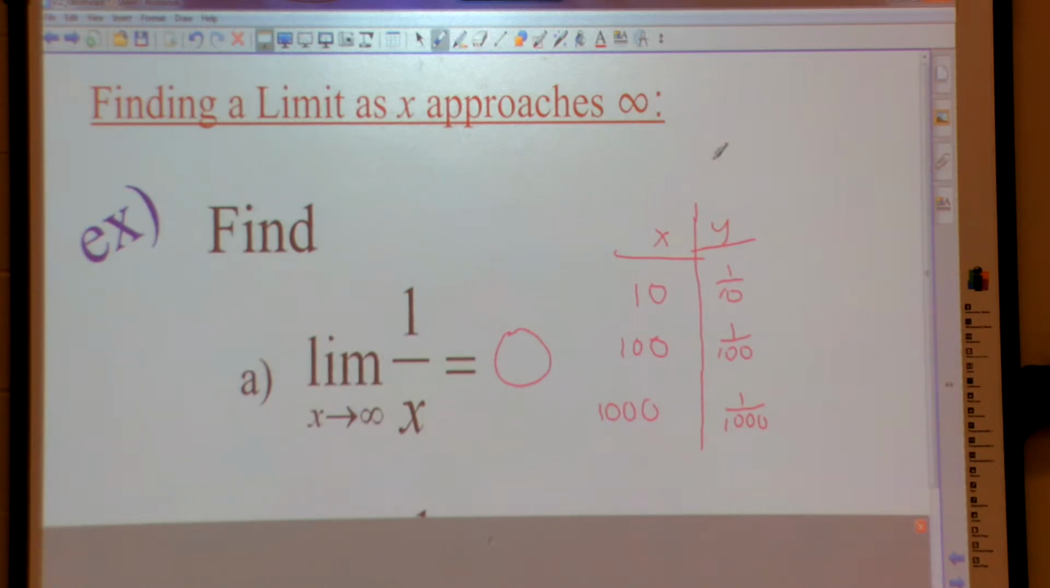And that's going to be true of anything. If you have a constant on top and any kind of power on the bottom, as the bottom gets bigger and bigger and bigger, the whole fraction is getting smaller and smaller and smaller. Does that make sense? Yeah.